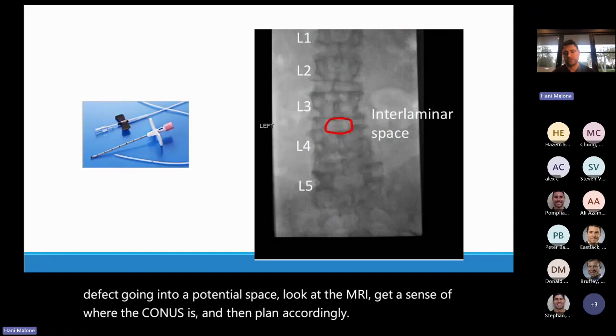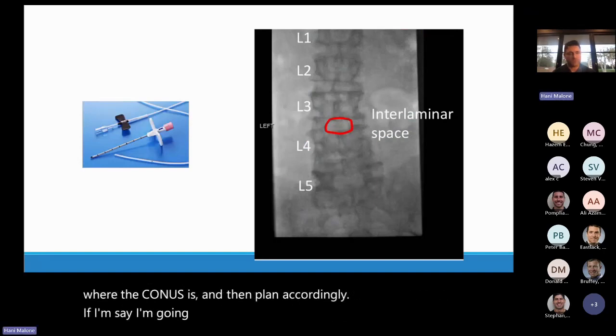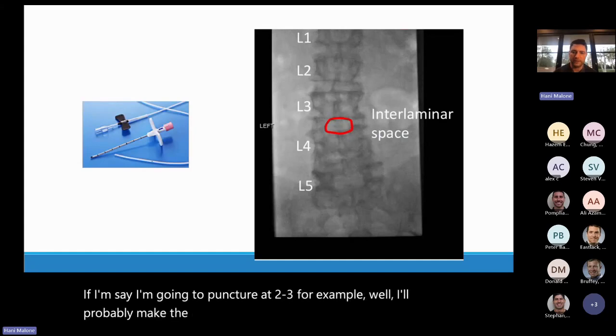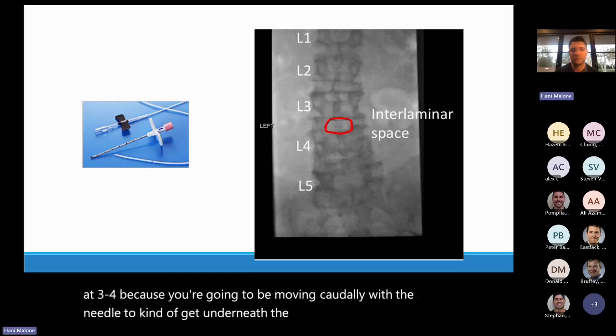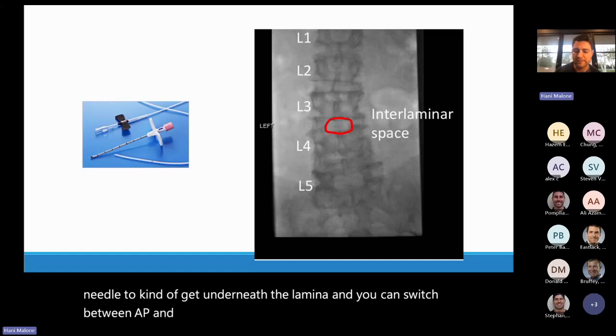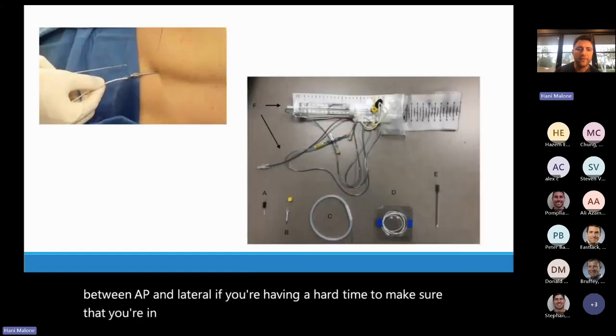Say I'm going to put it in at 2-3, for example. Well, I'll probably make the initial skin opening or skin puncture at 3-4 because you're going to be moving caudally with the needle to get underneath the lamina. And you can switch between AP and lateral if you're having a hard time, to make sure that you're in the thecal sac.